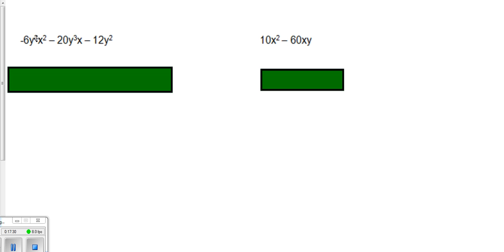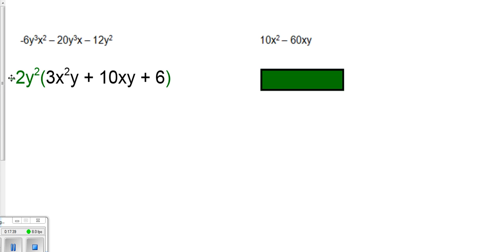Here again we have another trinomial. 1, 2, 3 terms. We always check for the greatest common factor first. When we do that, it would become negative 2y squared on the outside, because that's what we can take out of each of these. And it leaves 3x squared y plus 10xy plus 6.